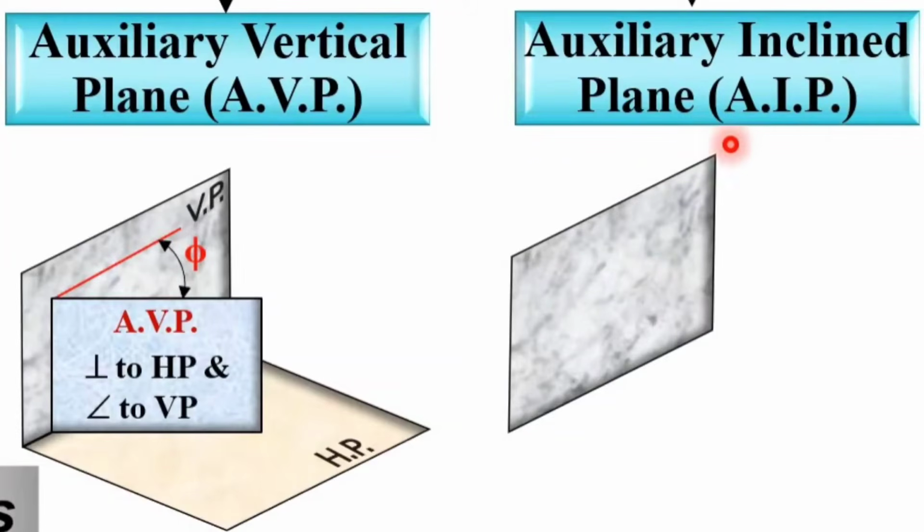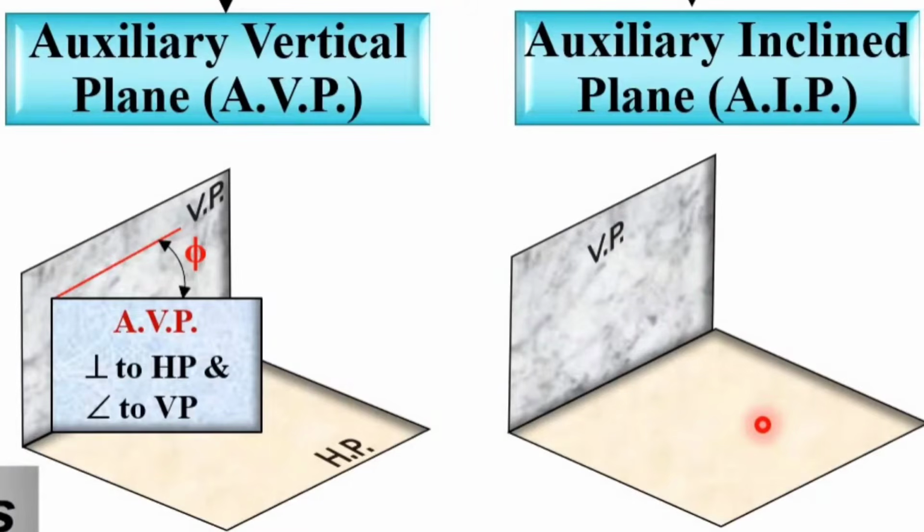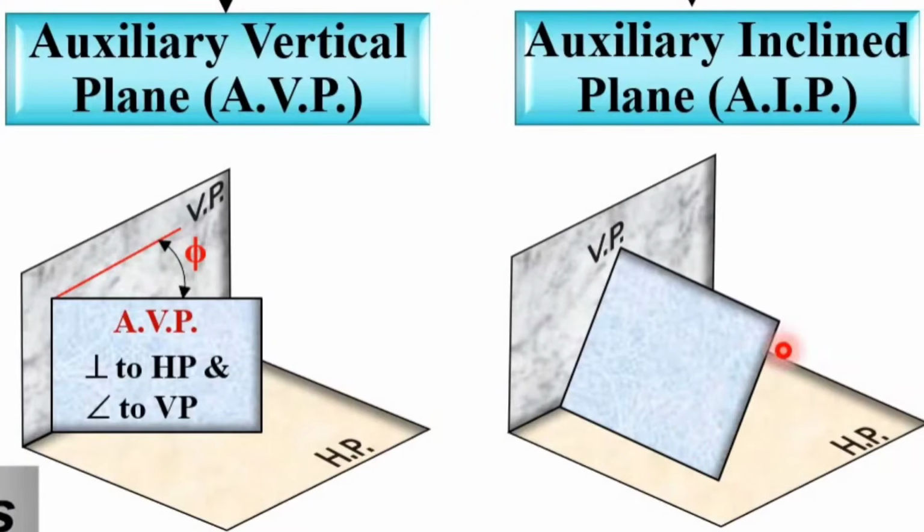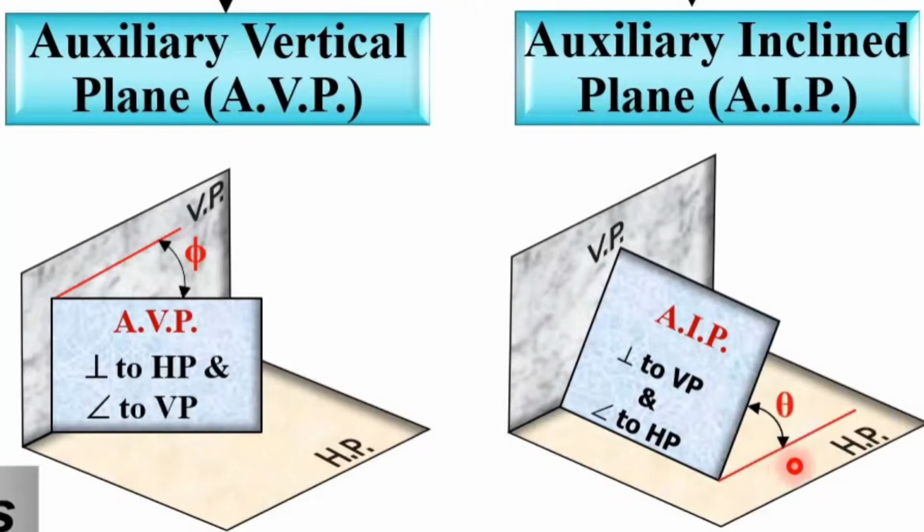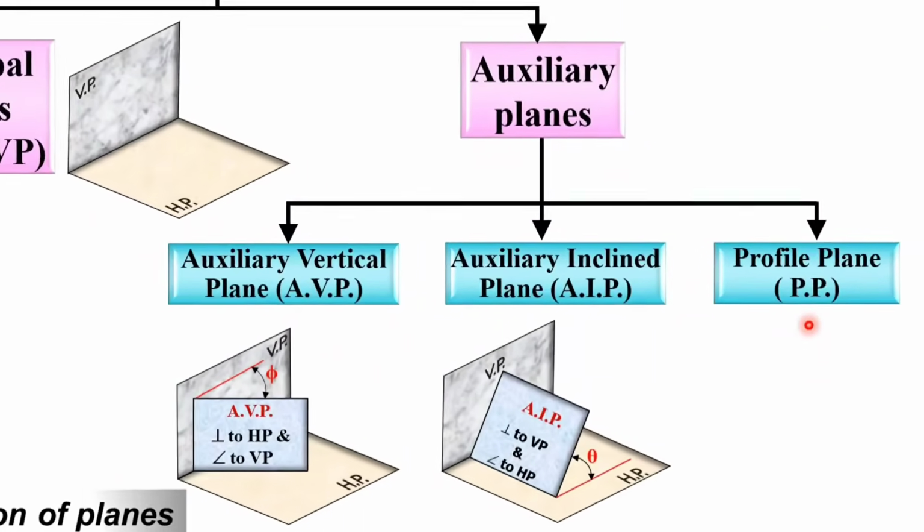Next, the auxiliary inclined plane. That means it is inclined to HP. The previous one is inclined to VP, that's why it is AVP. This plane is inclined to HP. So here you can see the plane is inclined to HP, but it is perpendicular to VP. So this plane is known as AIP. You can see it is perpendicular to VP, but it is inclined to HP, and that is generally indicated by theta.